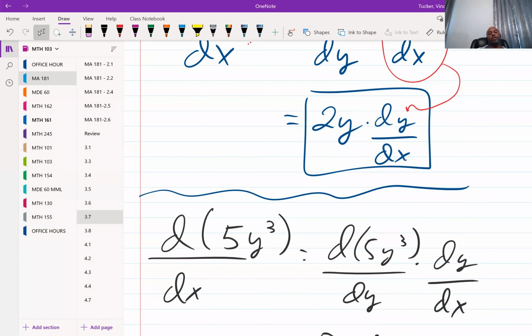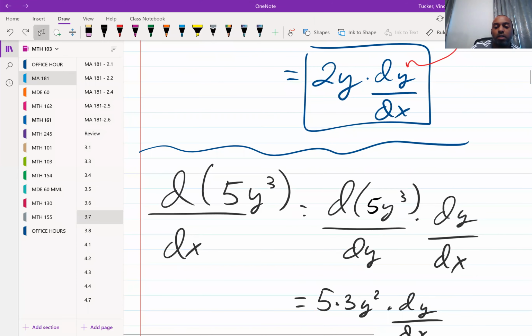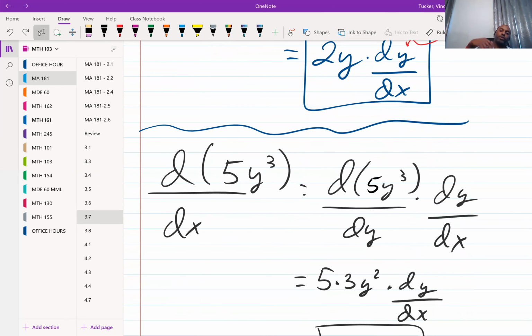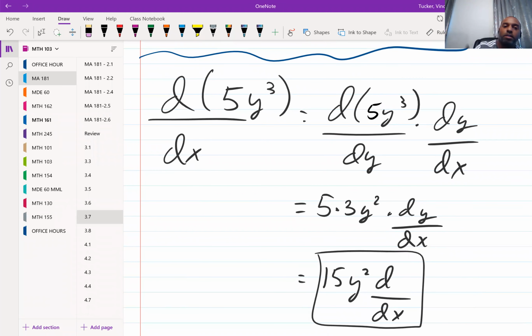Here, if you're taking the derivative of 5y cubed with respect to x, once again, you take the derivative of what you have with respect to that variable. So we'll take the derivative of 5y cubed with respect to y, and then you'll have this piece here, dy dx, the derivative of y with respect to x. Bring down the 3, subtract 1 from the exponent, which is 2. That'll be y squared. Then 5 times 3 is 15y squared dy dx.